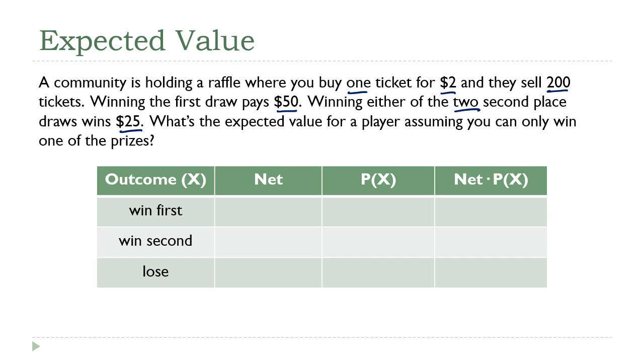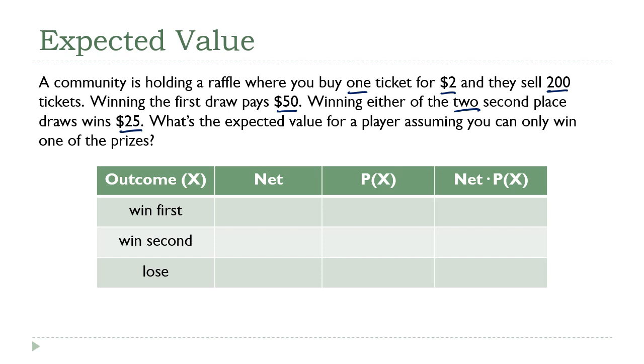So to do any expected value question, the first thing you always want to do is list out all of the possible outcomes. In this case, there's only three because the question says you can only win one of the prizes. So either you win the first place prize, or you win the second place prize, or you lose.